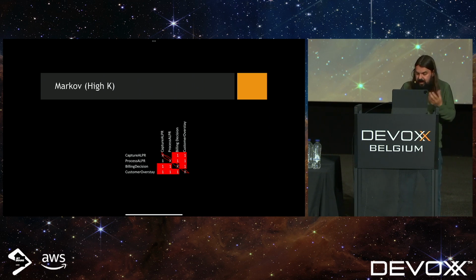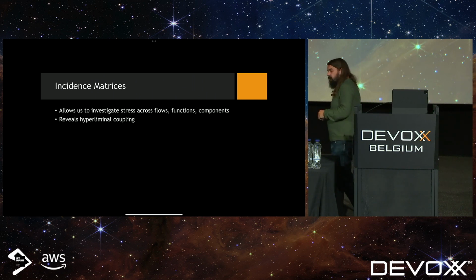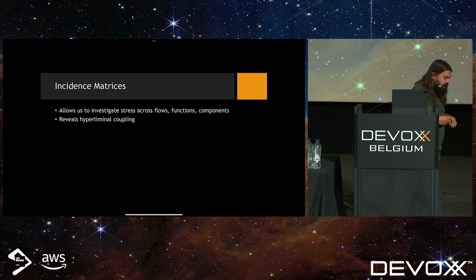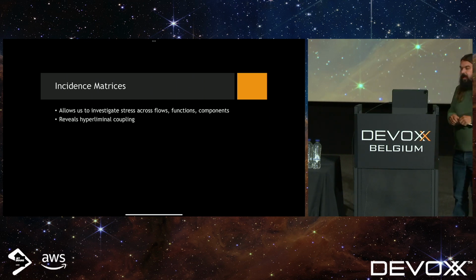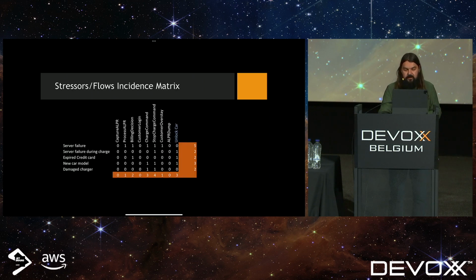And this gives us an impression about how things are related to each other. And the final step then, once we have an idea of where dependency and interdependency exist in our system, and we refactor a little bit, then we use a final tool which is called Incidence Matrices. And an incidence matrix looks like this.